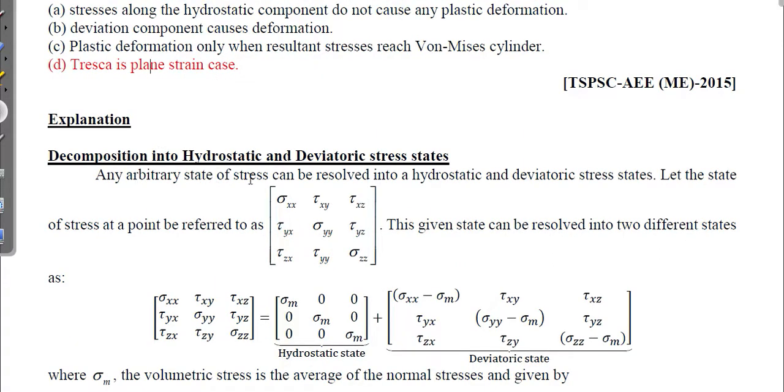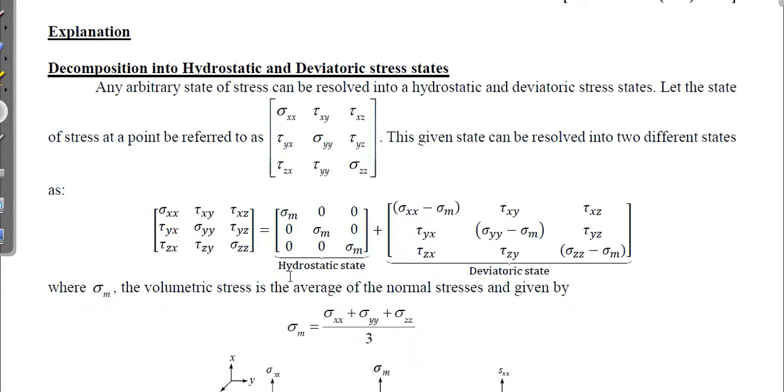First, if any arbitrary state of stress is given, that is sigma xx, tau xy, sigma xz, then this can be decomposed into two components: one is hydrostatic and the other is deviatoric. Deviatoric means deviation, okay? So this can be decomposed into sigma m, 0, 0, and then sigma x minus sigma m, tau xy. The first state is known as the hydrostatic state and the second state is known as the deviatoric state, or the pure shear state. Okay.